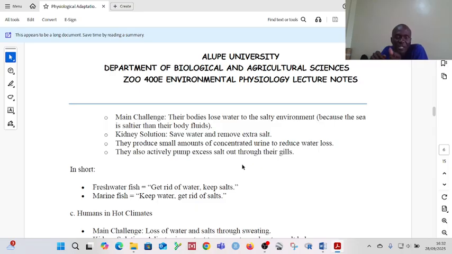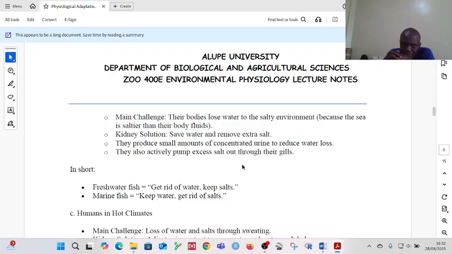Maji ikitoka kwa mwili itawacha the solutes. So you end up with a higher salt concentration inside the body of the fish because maji inatoka ikienda. So as the kidney struggles to save a lot of water and also remove extra salt, also their gills have active pumps that help to remove the excess salt.